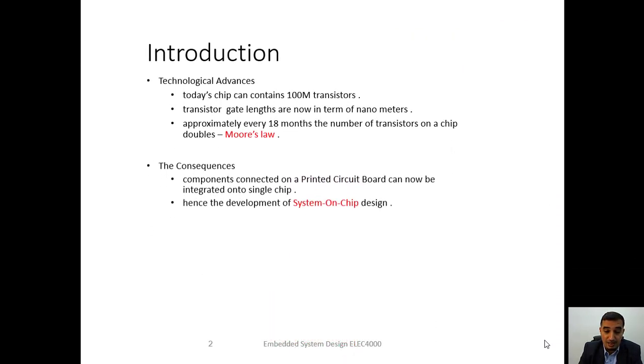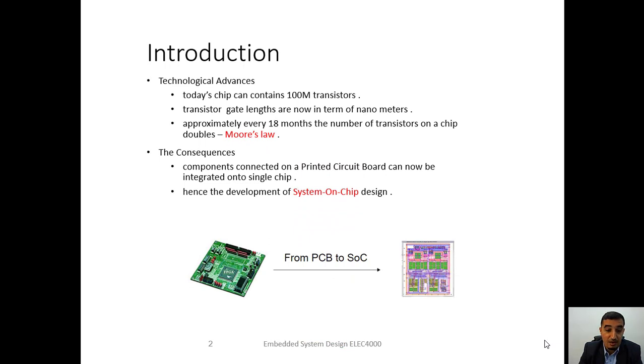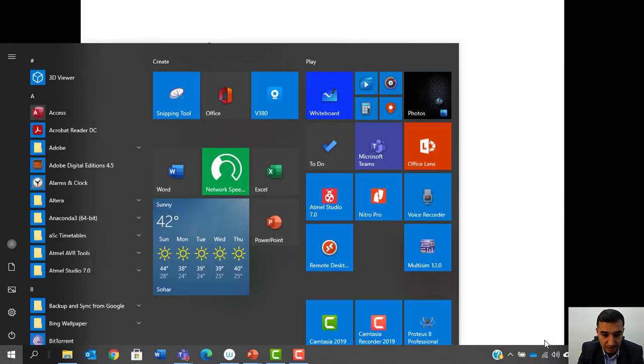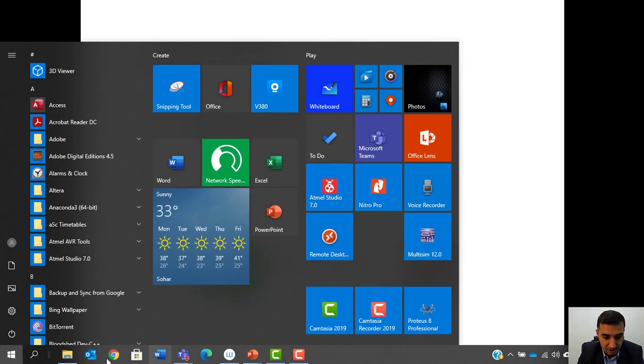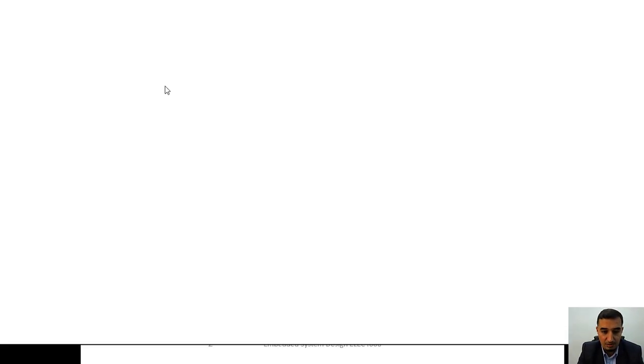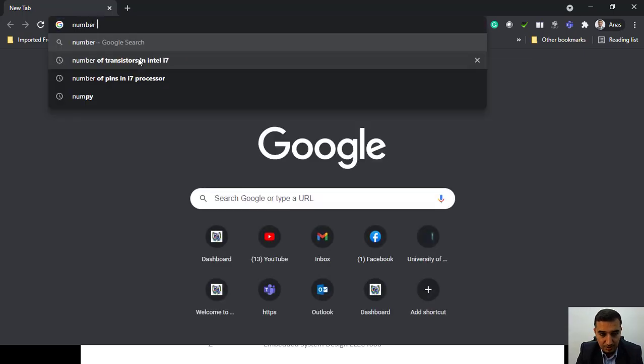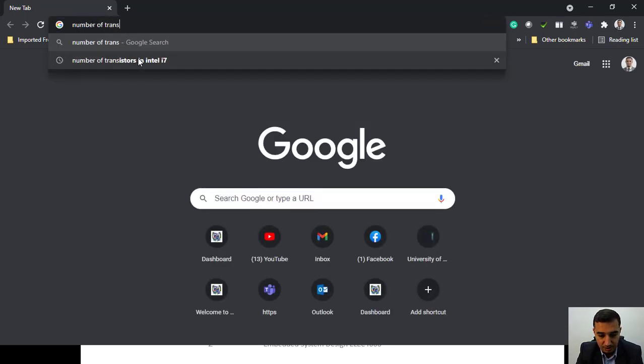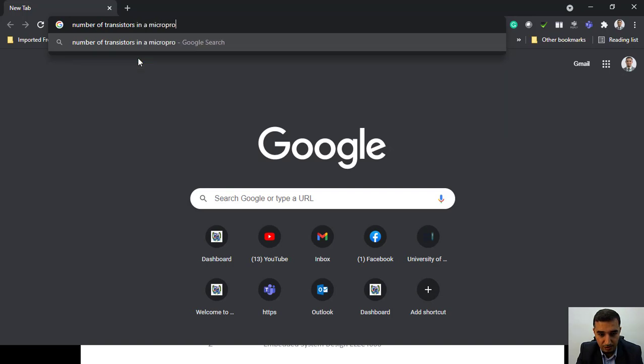Technology advances. Today's chip can contain 100 million transistors, and if we go into a little more detail, we can check the number of transistors in a microprocessor on Google. Number of transistors in a microprocessor.